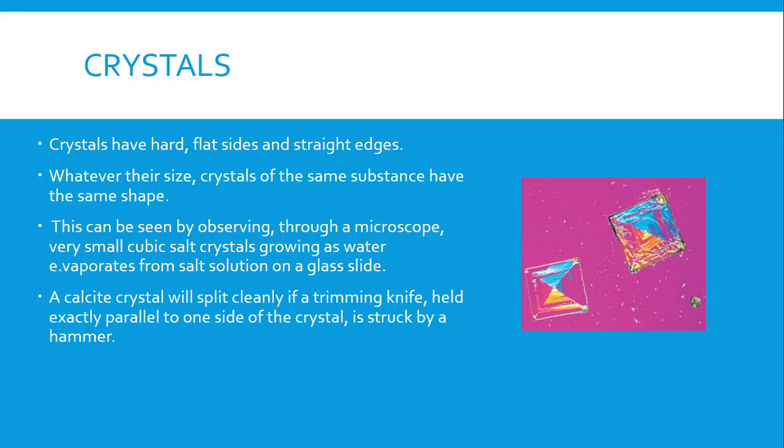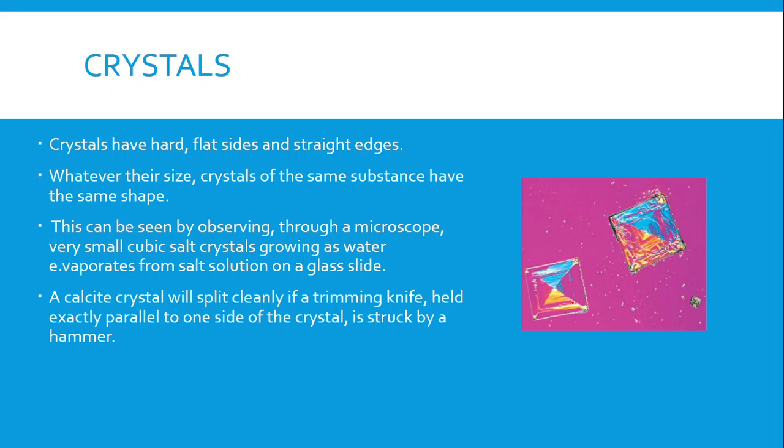Okay, now basically, what are crystals? Now we are done with the states of matter. Crystals have hard, flat sides and straight edges. However, there is another state of matter too, but we're not going to study that. Continuing from where I left, whatever their size, crystals of the same substance have the same shape. They can be huge or small, but if you get a ruby or a diamond, it's going to be the same substance in different shapes.